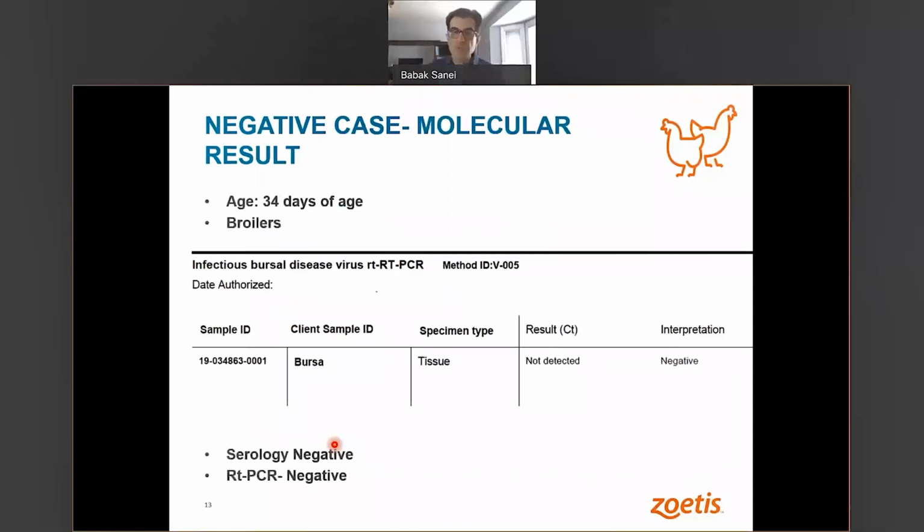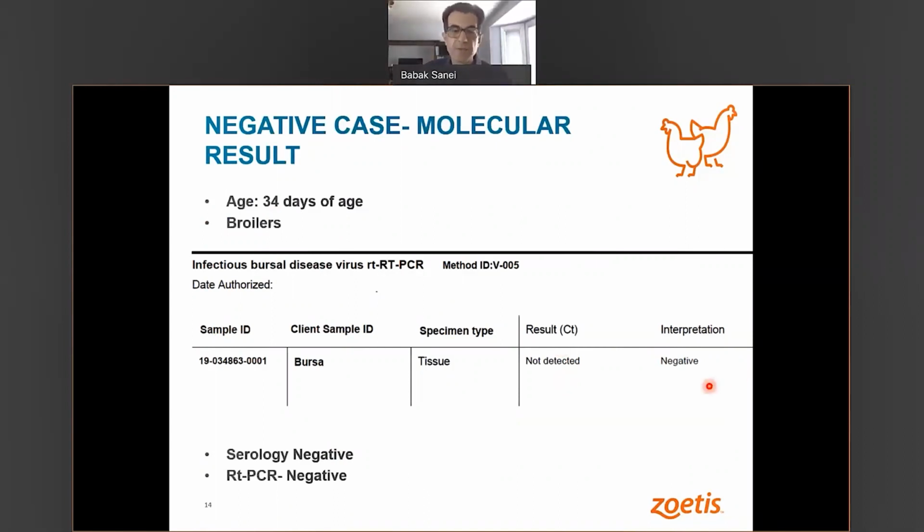Then you can also send that frozen bursa to the lab for molecular diagnostics. So it's a flock of 34 days of age. It goes there, the bursa was submitted, that's the type of tissue. The CT value, or this number here, reflects the amount of virus in that sample. The smaller that number, the higher the load of virus in it. So that's kind of an inverse relation.